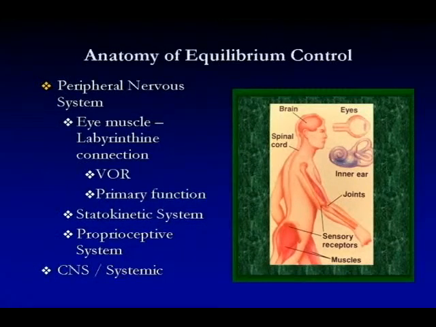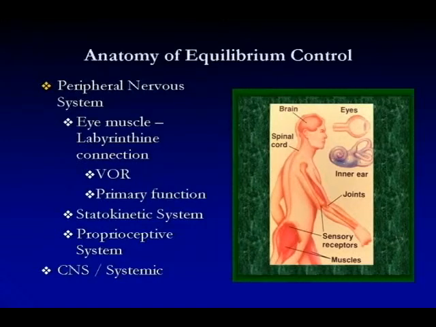The anatomy of equilibrium control is pretty straightforward. The peripheral nervous system that we evaluate and then that we're trying to determine if it's out of kilter or not are the eye muscles to the labyrinth. And that's what gives us our vestibular ocular reflex. The inner ear goes directly to the muscles of the eye, and that's why we will be able to follow patients looking for nystagmus. It doesn't have anything to do with the vision. It purely has to do with the muscles that go to the extraocular muscles.